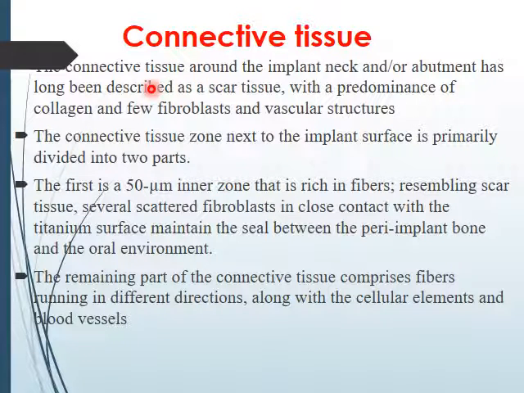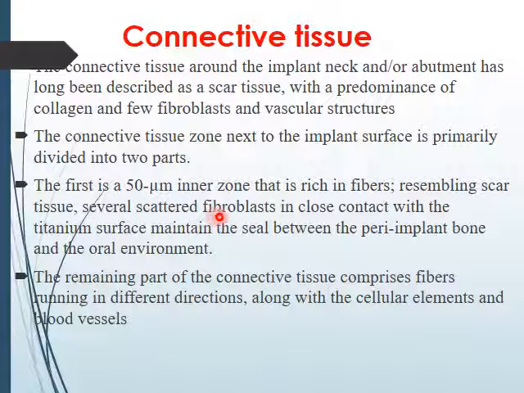Connective tissue. The connective tissue around the implant neck and or abutment has long been described as scar tissue with a predominance of collagen and few fibroblasts and vascular structures. The connective tissue zone next to the implant surface is primarily divided into 2 parts. The first is a 50 micrometer inner zone that is rich in fibers, resembling scar tissue.